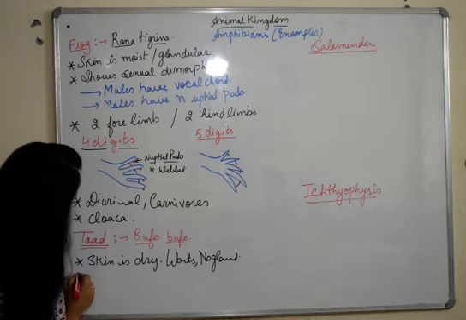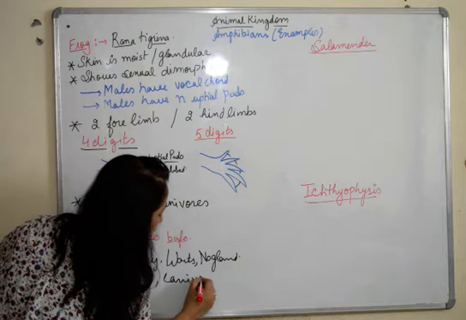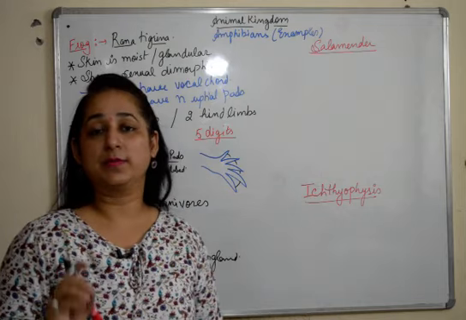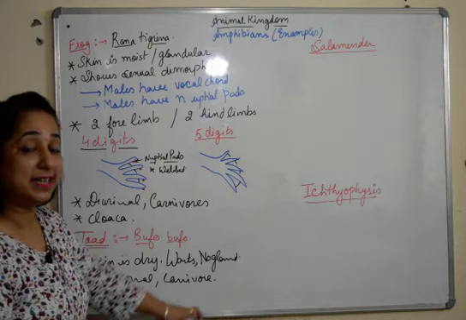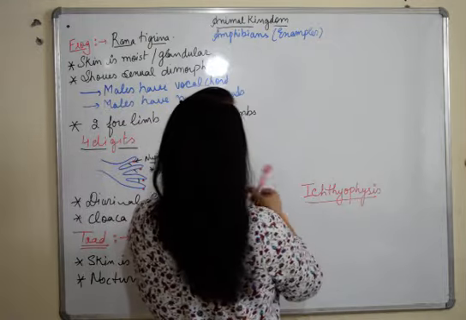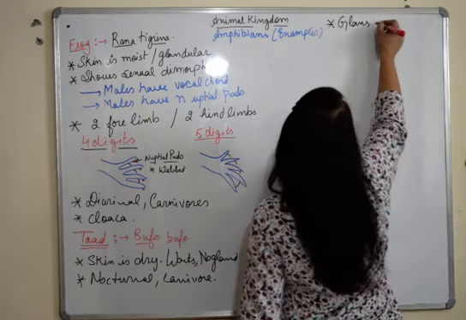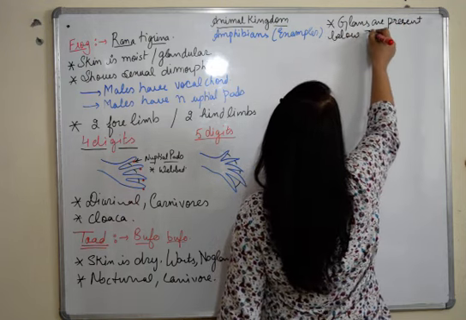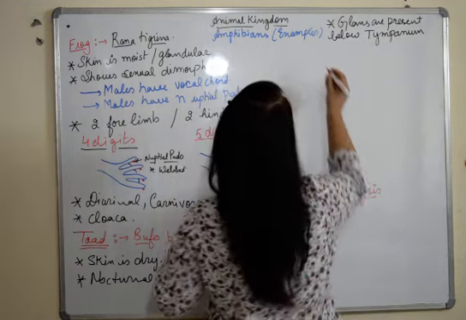Then we have, it is nocturnal and carnivore. Nocturnal means that it basically becomes active during night. So that's why it's known as nocturnal. The skin is without glands, but it has special glands. The special glands are present below or beneath the tympanum, and these glands are known as parotid glands.